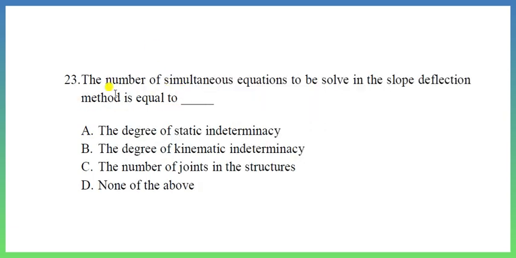Next one, the number of simultaneous equations to be solved in the slope deflection method is equal to option A, the degree of static indeterminacy, B, the degree of kinematic indeterminacy, C, the number of joints in the structures, and D, none of above. So the option B is correct, that is the degree of kinematic indeterminacy. So simultaneous equation will be solved in the slope deflection by using the degree of kinematic indeterminacy.